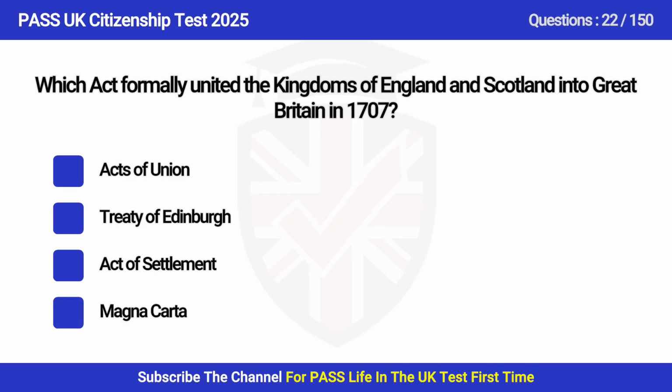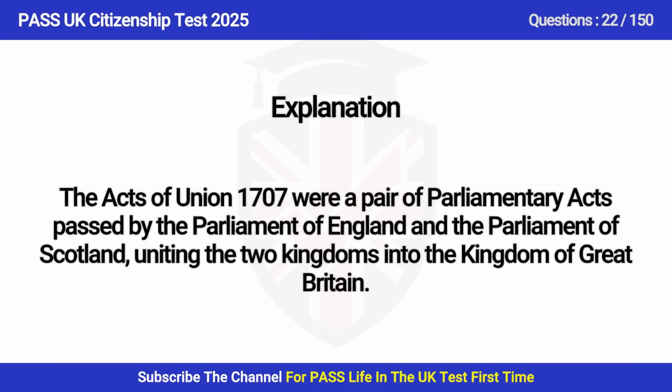Question 22. Which act formally united the kingdoms of England and Scotland into Great Britain in 1707? A. Acts of Union, B. Treaty of Edinburgh, C. Act of Settlement, D. Magna Carta. Answer is A. Acts of Union. The Acts of Union 1707 were a pair of parliamentary acts passed by the Parliament of England and the Parliament of Scotland, uniting the two kingdoms into the Kingdom of Great Britain.